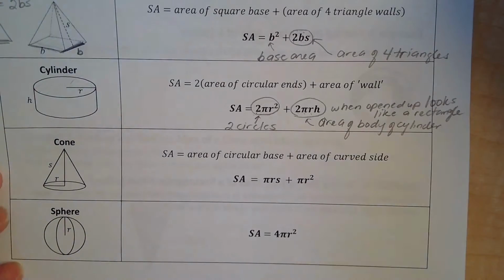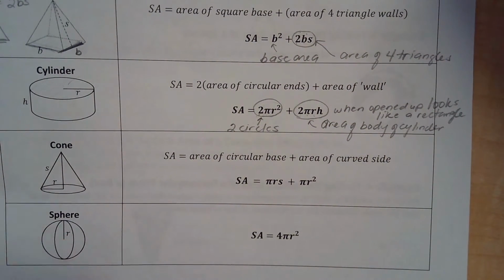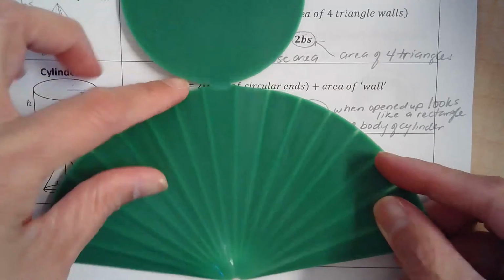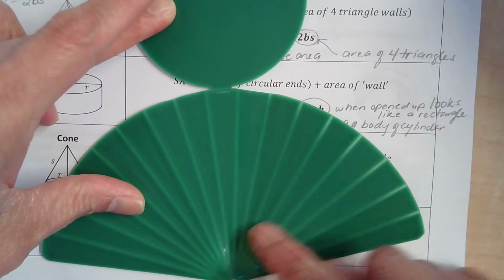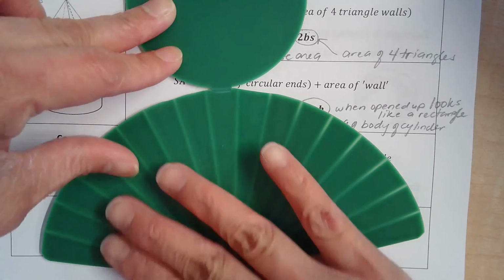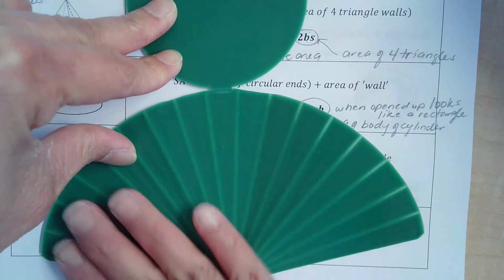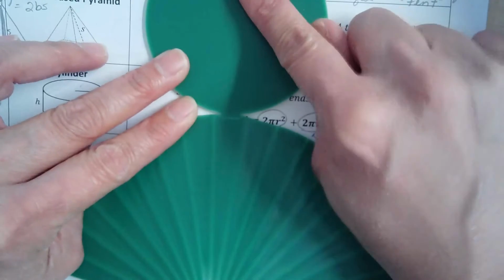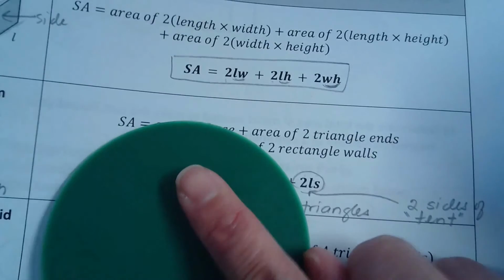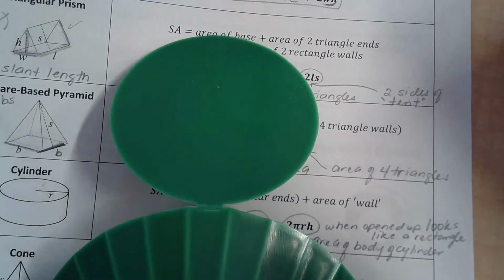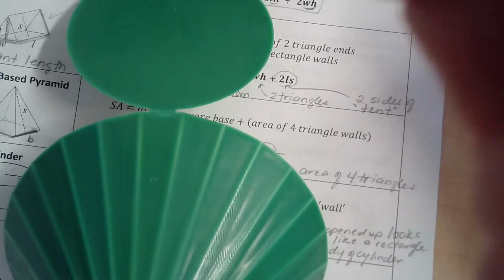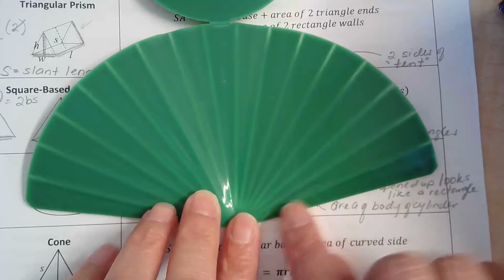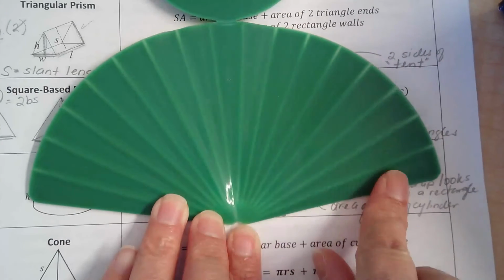Okay, cone. Now, here's a cone. So if it's opened up like this, that's the flat surface area of a cone. So we can see that there's a circle, one of them only, one circle. Whoops, I knocked my camera over, sorry. And then there's this shape that kind of looks like a fan.